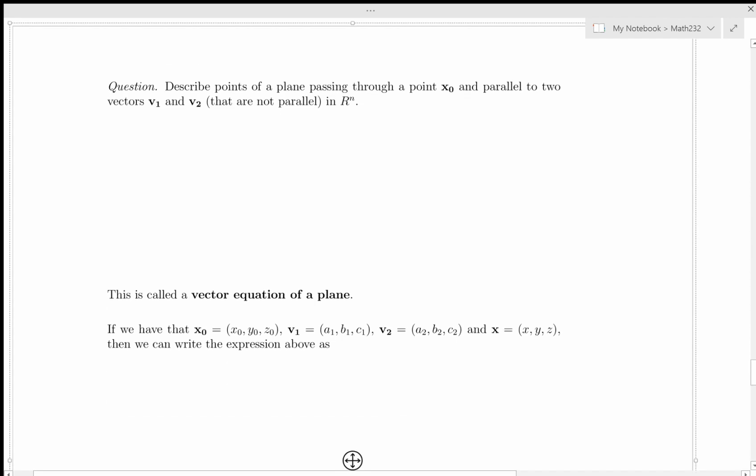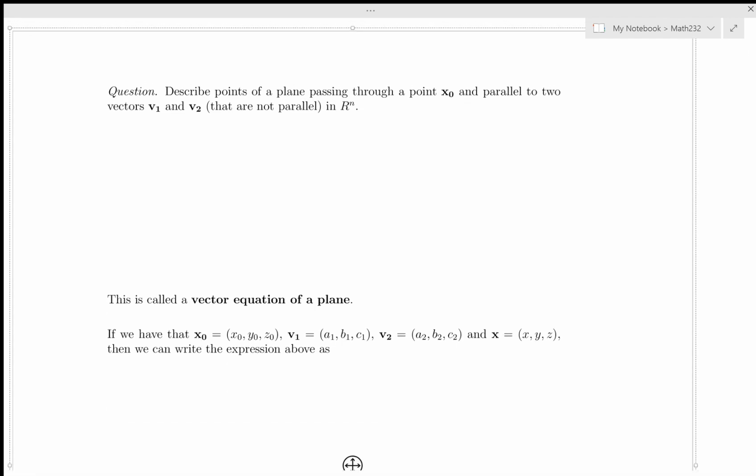Okay, let's take a slightly different view. Let's try to see if we can describe the points on the plane passing through the point x naught and parallel to 2 vectors that are not parallel in Rn. Okay, first let's just try to sort out what the question is asking us. I'm going to draw a plane.